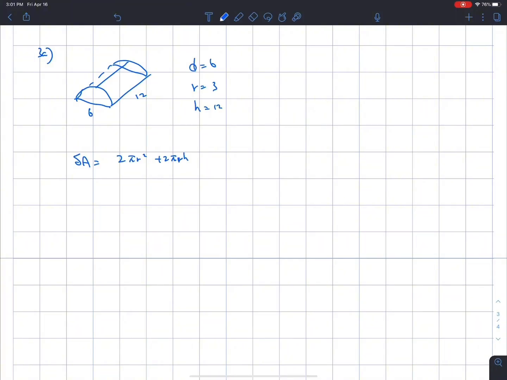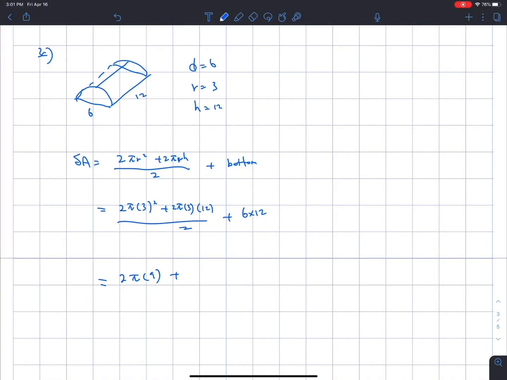Because we only have half of a cylinder, we need to divide it by 2. And then we need to add the bottom surface area. So we have 2 pi, the radius is 3, plus 2 pi, the radius is 3, the height is 12. The bottom is just a rectangle, 6 times 12. So 3 squared is 9, 2 times 3 is 6, 6 times 12 is 72, and 6 times 12 is 72.